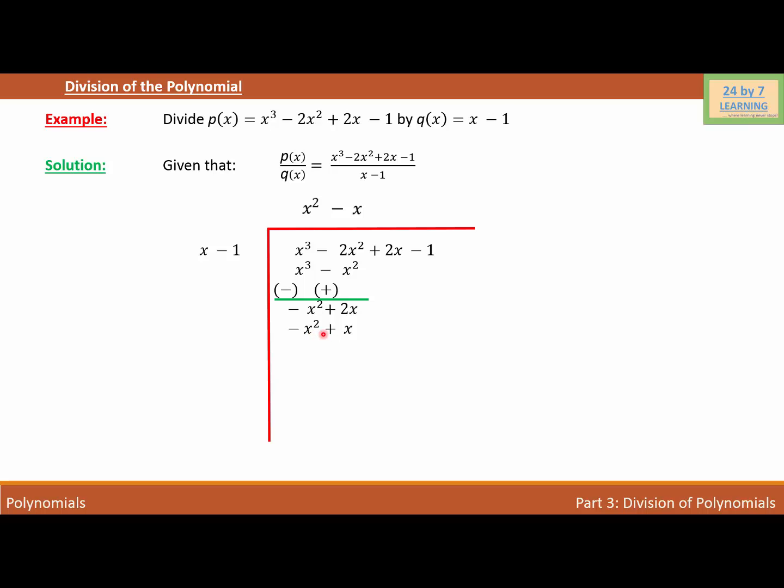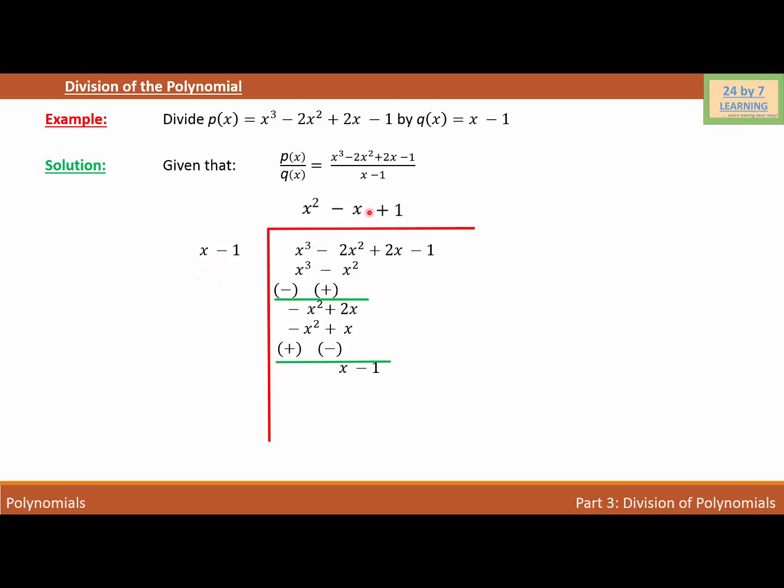Let's subtract this one from here. When we subtract, the sign will change. So this is a negative sign that will change to positive, and this is a positive sign that will change to negative. So let's simplify further. This will be cancelled out and we have 2x minus x, which is x, and then we will bring this negative 1 over here. Now as you can see, I have exactly the same expression that I have over here.